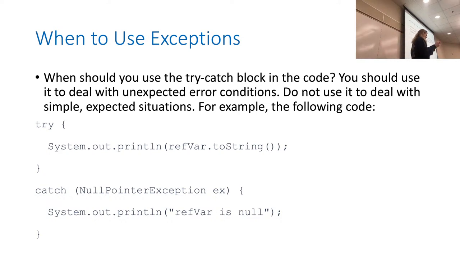Basically, don't overuse exceptions. Most of the time with checked exceptions, you have to use try-catch blocks and that's normal and fine. But there are circumstances, particularly with unchecked exceptions, where you could theoretically do something like this: try to call toString on refvar and catch a null pointer exception. Refvar is null. Don't do this. There are a lot of reasons. It's slow, it's hacky, and if you do this in a code review or a job interview, they're probably going to be mean about it.